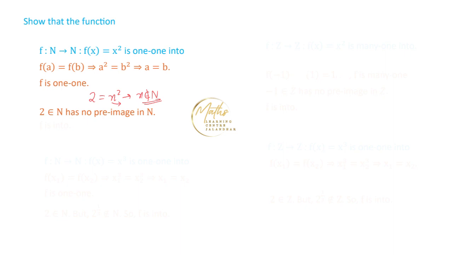Now we look at another example. Suppose f is a function defined from the set of integers to the set of integers, and it is defined like f(x) is equal to x square. Now compare these two functions. In the earlier case, both domain and codomain were the set of natural numbers. Over here, domain and codomain are the set of integers. So f(x) is equal to x square.